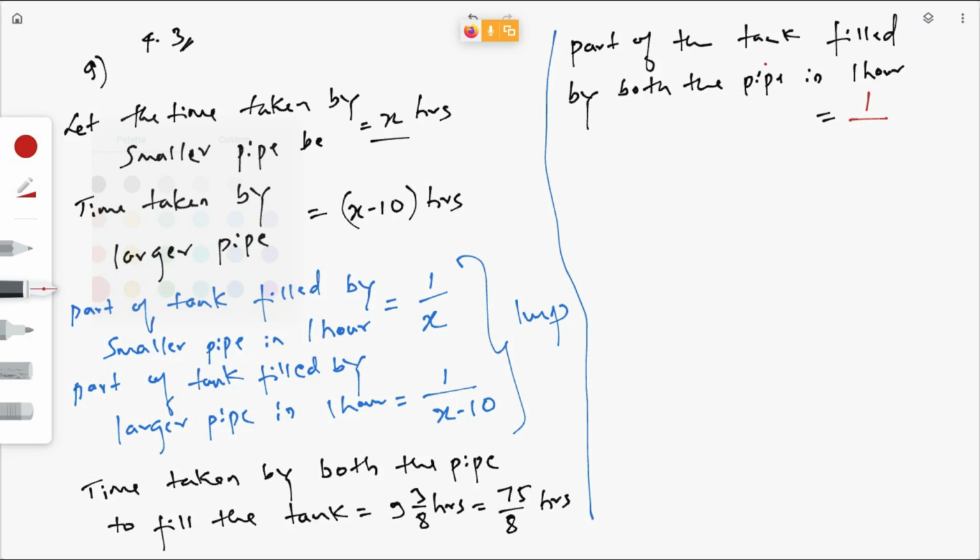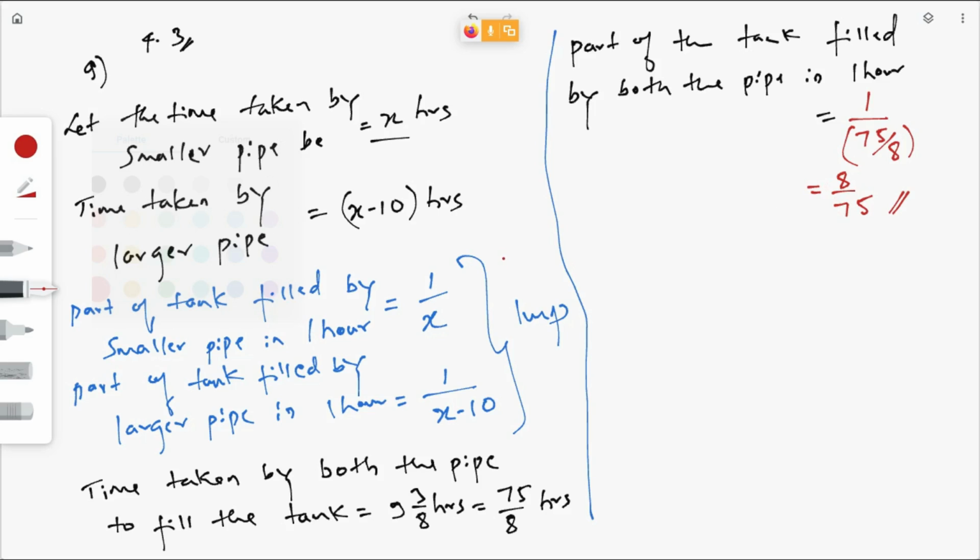Total time is how much? When you turn both on, when does it fill? 75/8. 1 divided by total time, that is 75/8. What is 1 divided by 75/8? Reciprocal, 8/75. Yes or no? So this is the part of the tank filled by both the pipes in 1 hour, right?